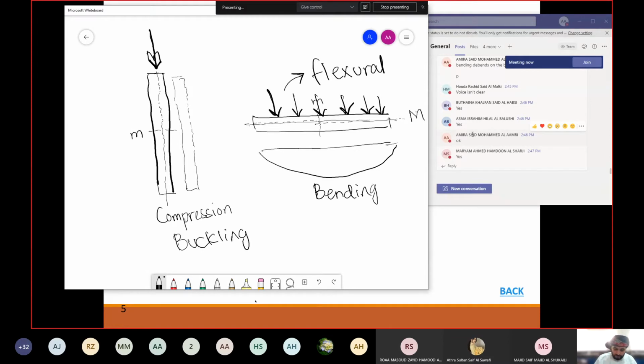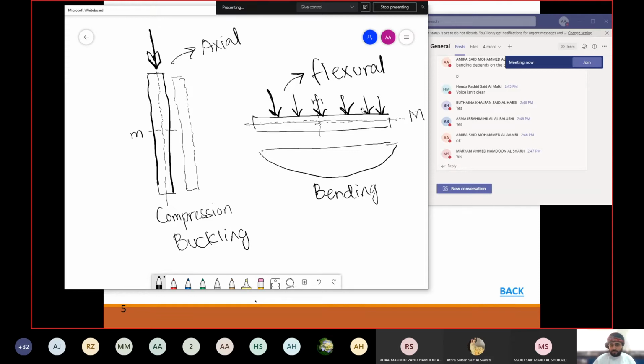And these elements, we call them axial elements. So we have axial elements and we have flexural elements. If your load is perpendicular to your major axis, we call it a flexural element. If your load mainly is coming on the same line or parallel, we call it an axial element.